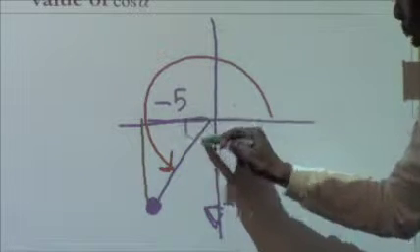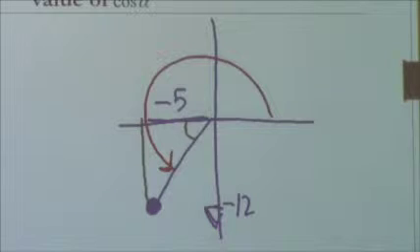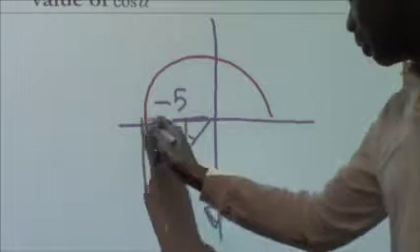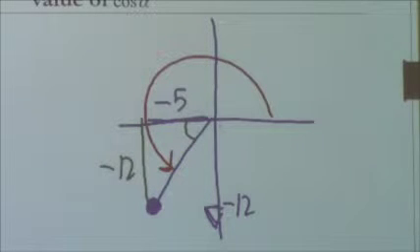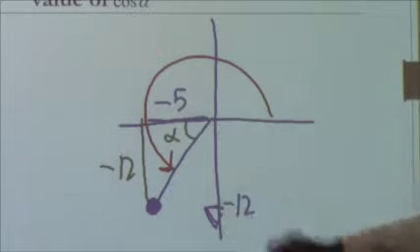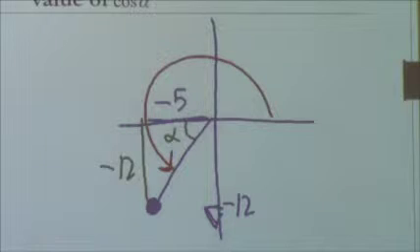So this is going to be our reference angle here. So how do we find a reference? How do we find anything here? So this side is -12. This piece is -5. So this is our alpha right here. Let's call that. We can just say alpha in this case.